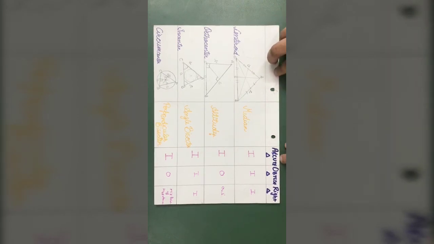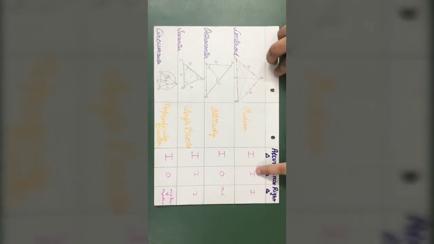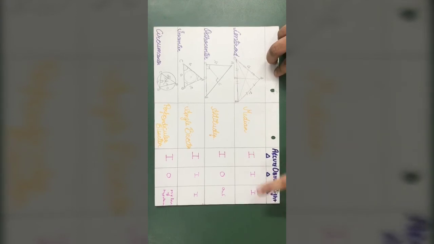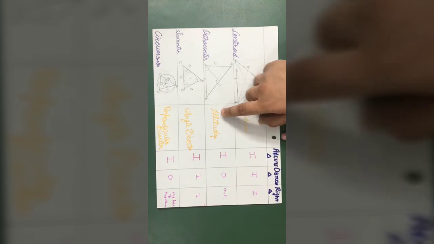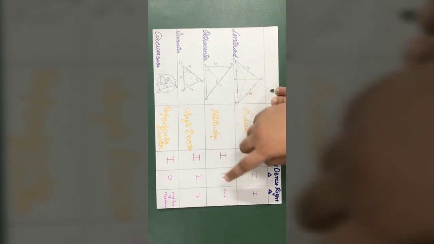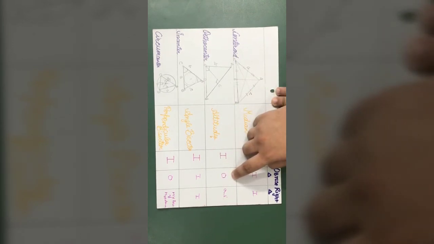Centroid is the intersection point of medians. For acute angle, obtuse and right angle triangles, it lies inside. Orthocenter is the point of intersection of altitudes. For an acute angle triangle, it lies inside. For an obtuse angle triangle, it lies outside the triangle. And for a right angle triangle, it lies on the 90-degree angle.